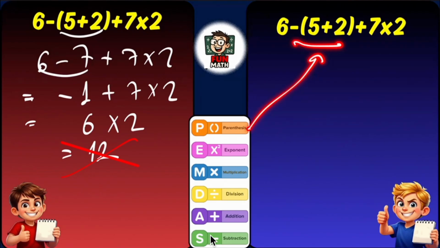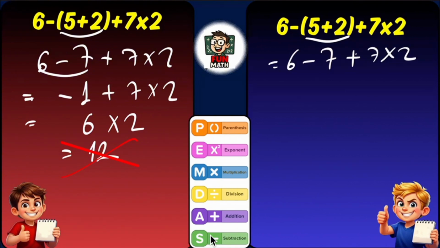First, parenthesis: 5 plus 2 equals 7. Now there are subtraction, addition, and multiplication. First, multiplication: 7 times 2 equals 14.